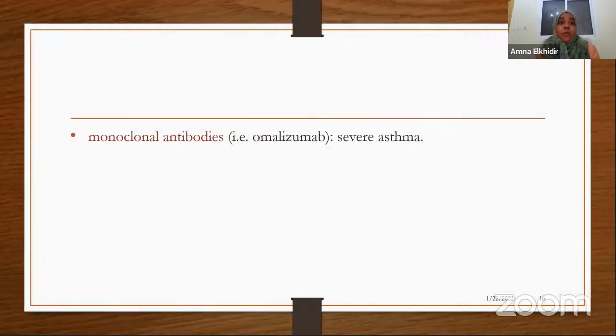We use monoclonal antibodies, anti-IgE antibodies, in patients with severe asthma. But before treatment, we measure the level of IgE. If the patient has high IgE levels, the drug will be more effective.